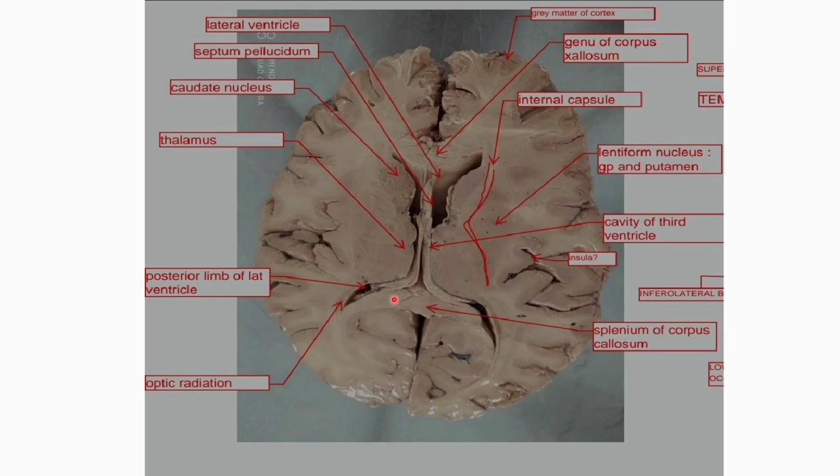The other white matter structures are parts of corpus callosum, that is genu of corpus callosum and splenium of corpus callosum. The other structures which are seen in transverse section of brain are anterior limb of lateral ventricle, posterior limb of lateral ventricle, optic radiation, and the other structure is septum pellucidum. Septum pellucidum separates the anterior limbs of lateral ventricle, and this is the cavity of third ventricle. This is the cavity of third ventricle.